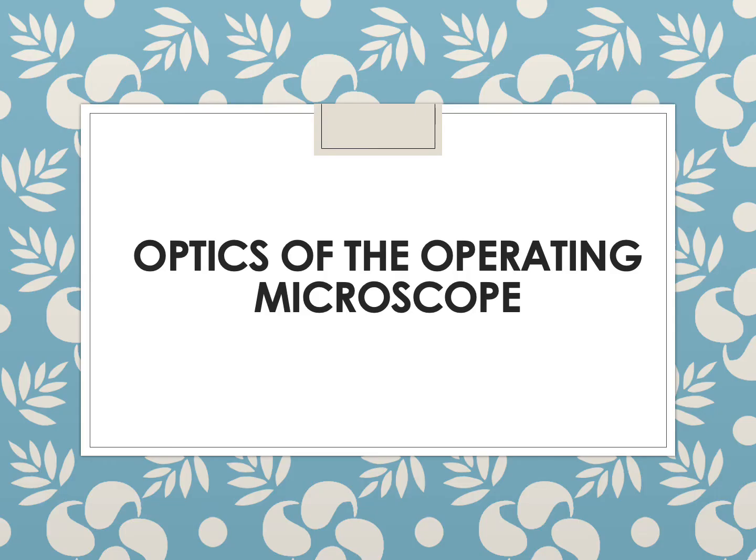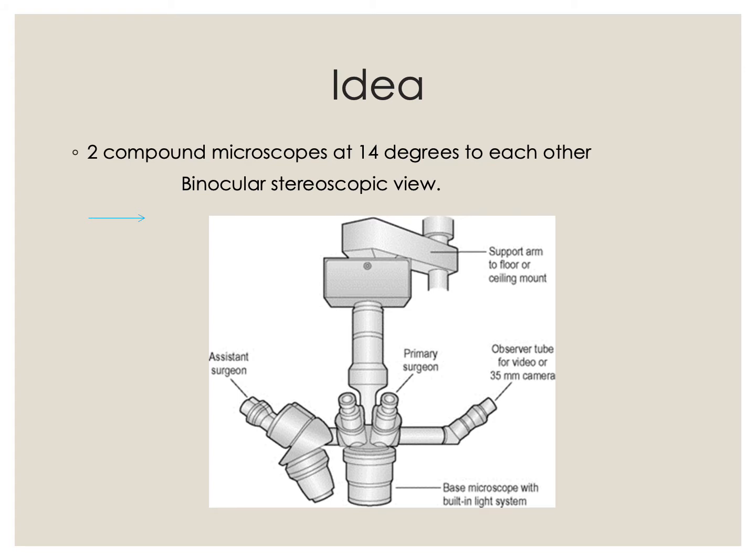The second part of our lecture, as I said, will be involved in the optics of the operating microscope. The idea of the operating microscope is that it consists of two compound microscopes that are mounted at 14 degrees of each other. Having these two microscopes mounted with this degree gives us the binocular stereoscopic viewing system of the operating microscope.